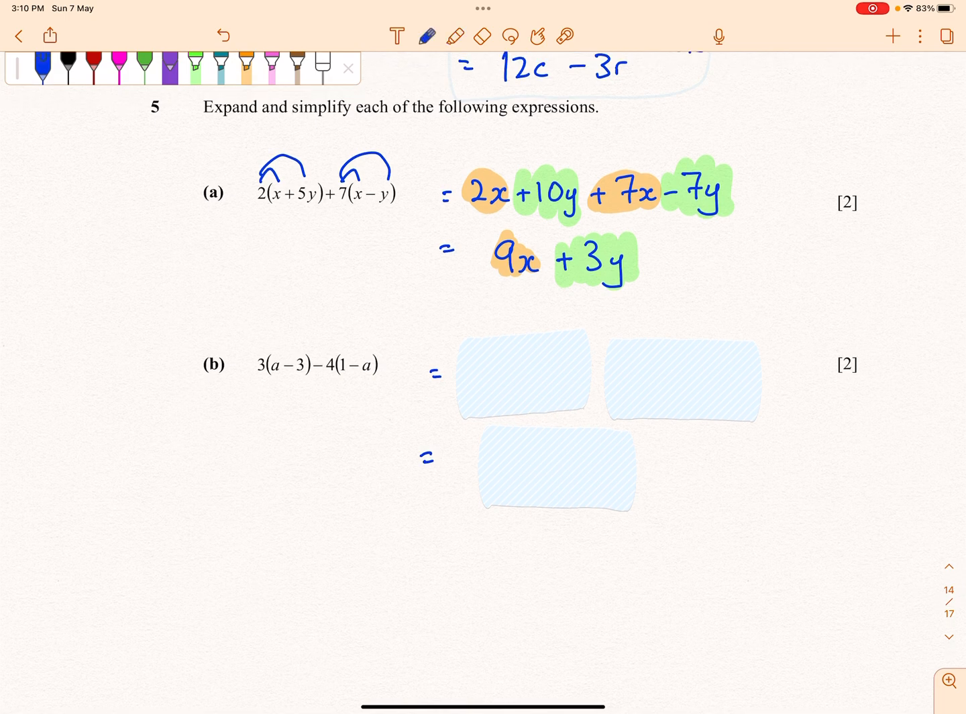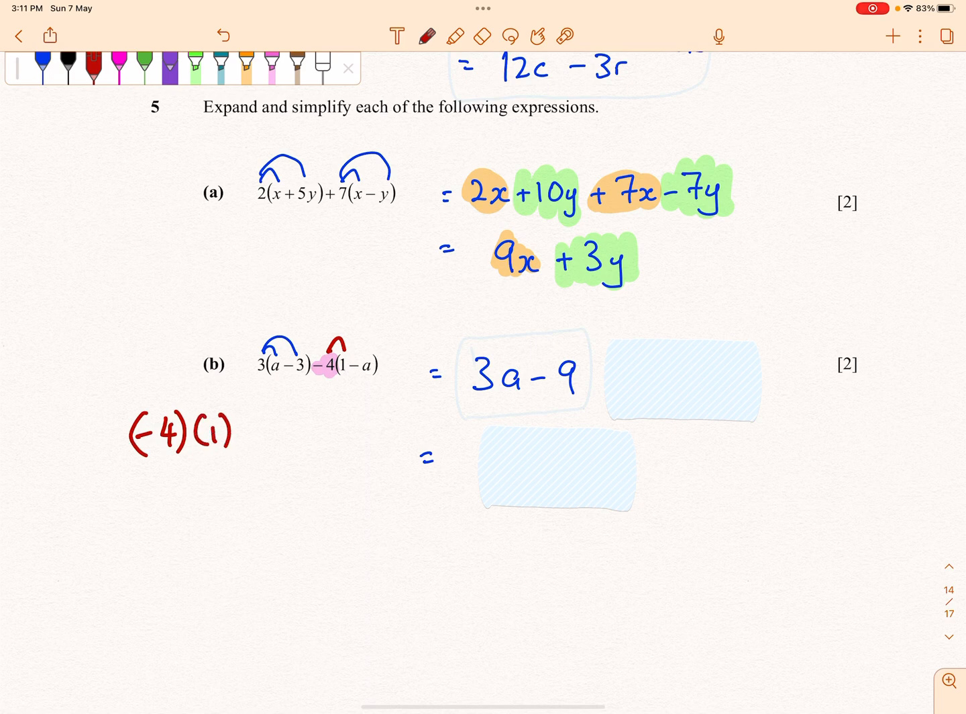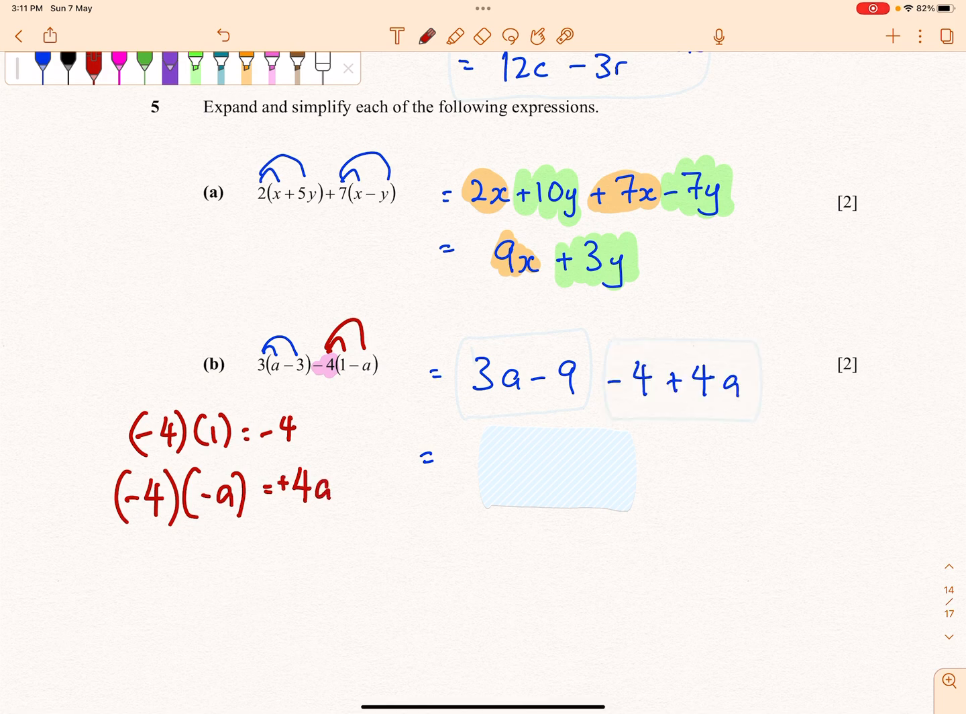Now similarly, if I do the rainbow, minus 3 times a will give you negative 3a, and negative 3 times 3 will give you negative 9. So this one, no issue. The second one is the tricky one. You have negative 4, so you must take negative 4 times 1 to give you negative 4. Now the second one, if I have negative 4 times negative a, remember, minus times minus will give you plus. So it's actually a plus 4a.